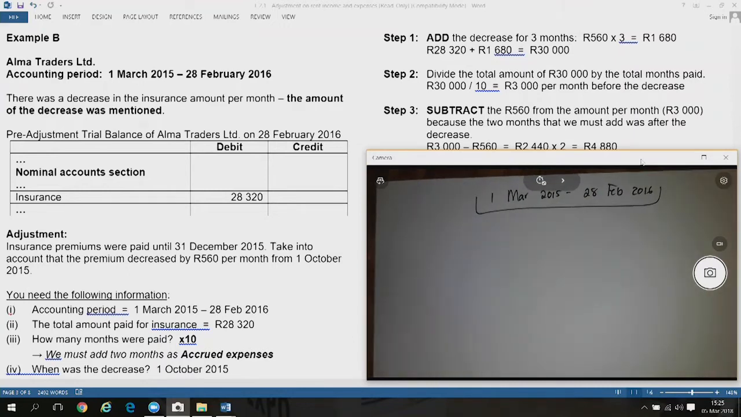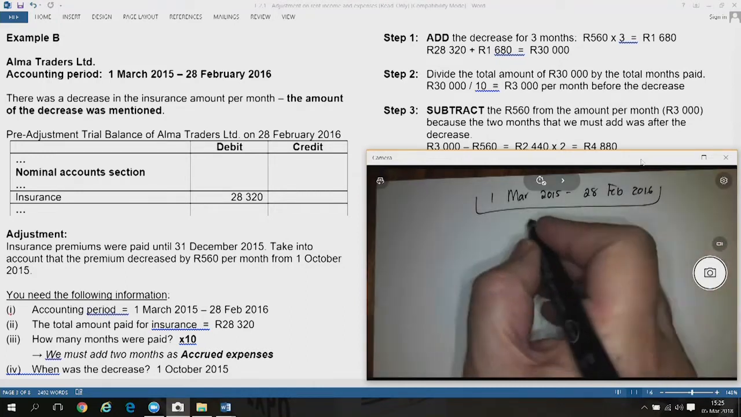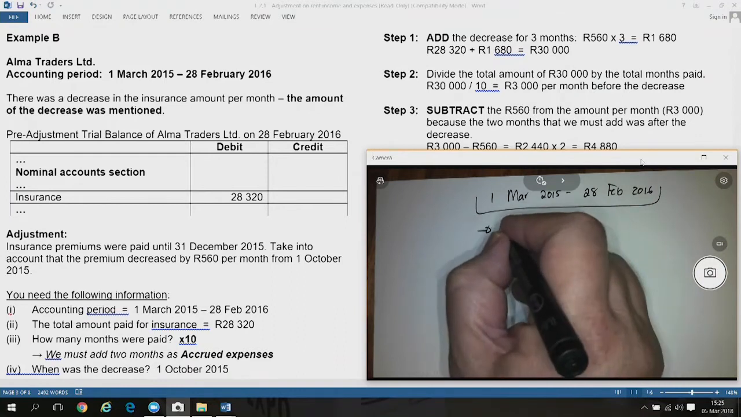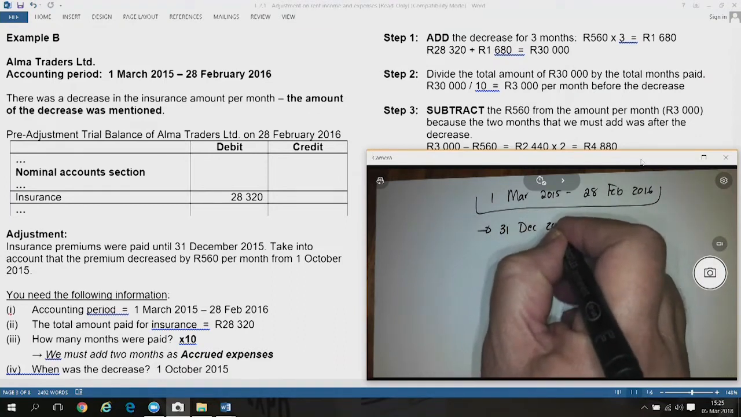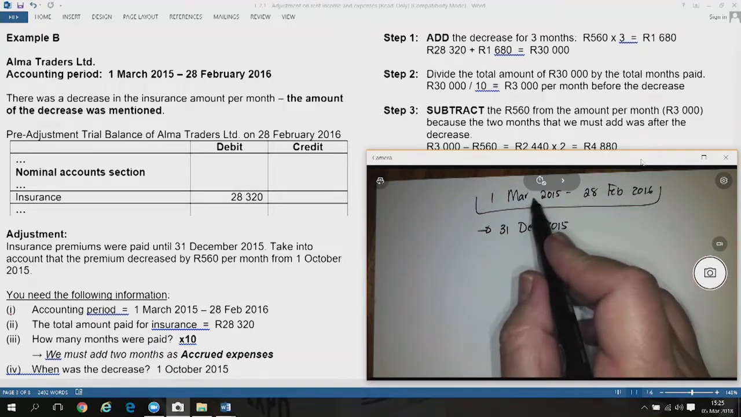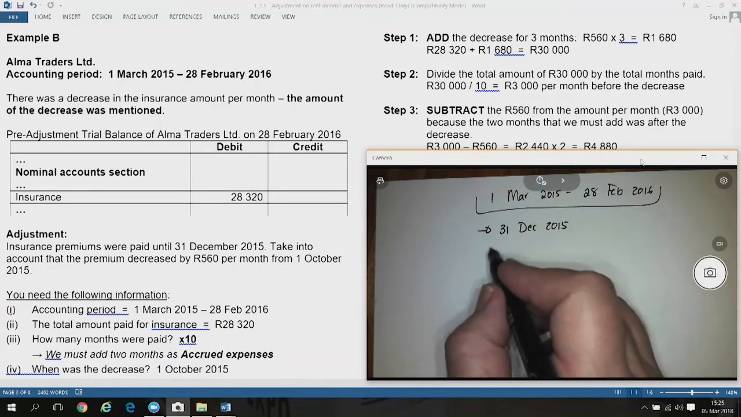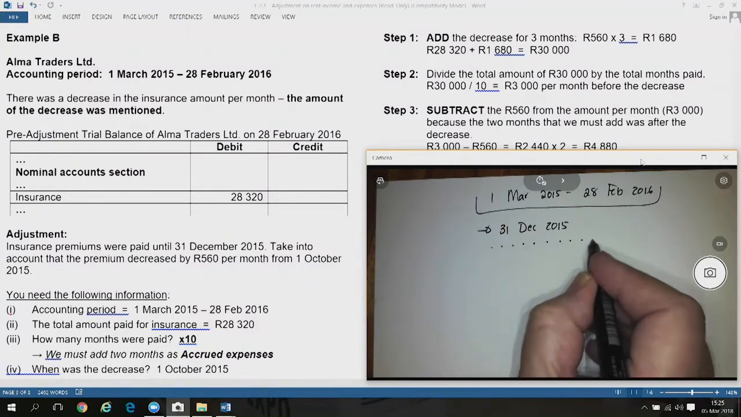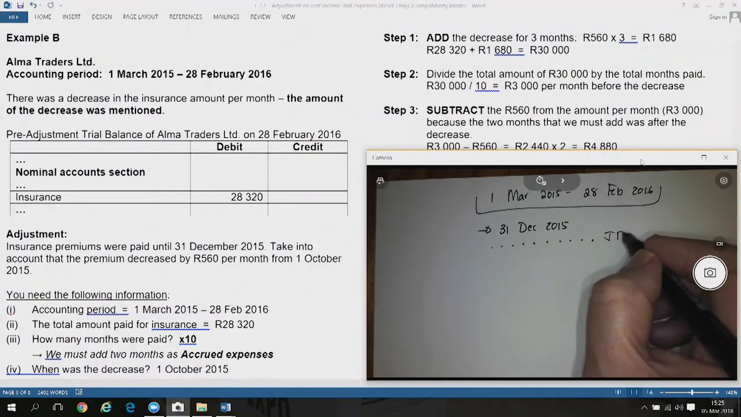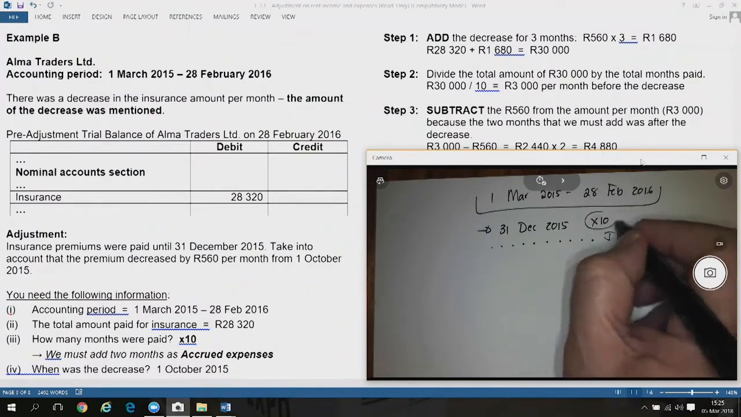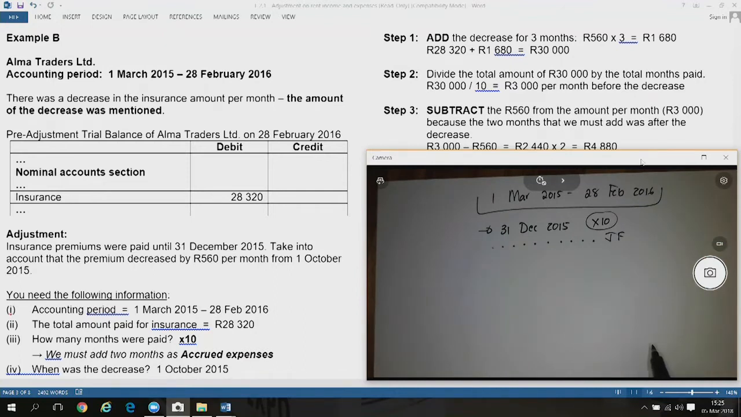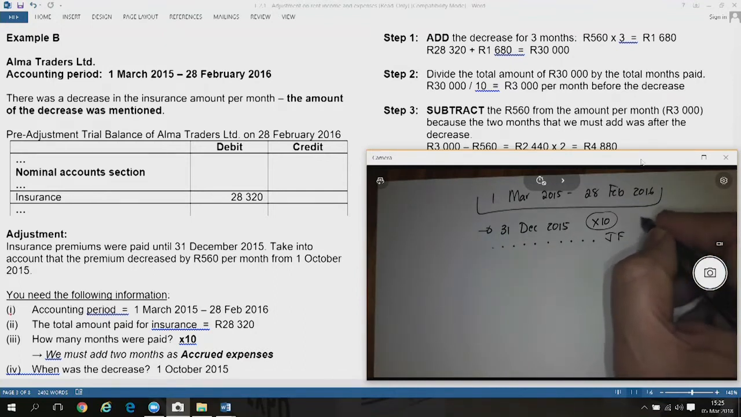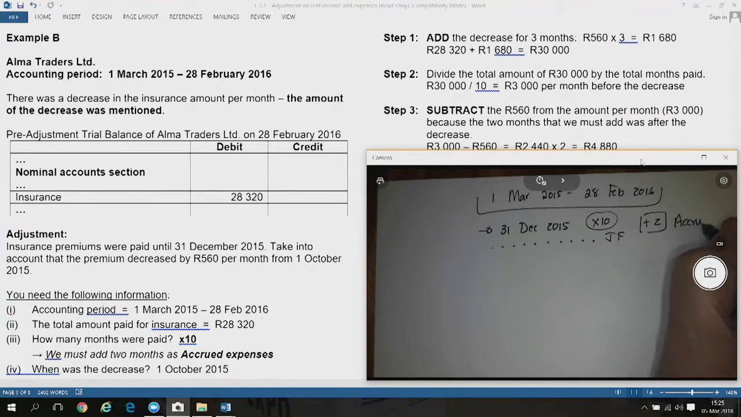Okay. We've got insurance there, 28,320, and the adjustment said insurance premiums were paid until the 31st of December. If we do that 31st of December 2015, you can immediately see that we only paid for March, April, May, June, July, August, September, October, November, December, and January and February was not paid yet. So that was paid for 10 months. And if it's only paid for 10 months, we must add 2 months as accrued expenses.